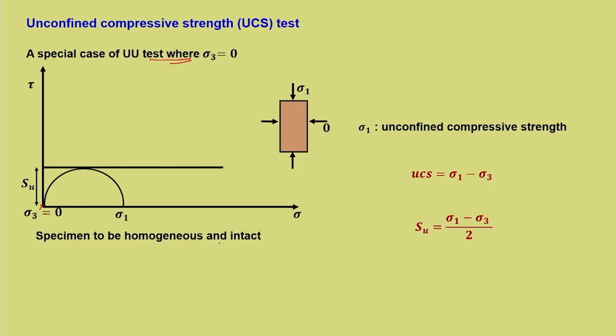The specimen has to be homogeneous and intact. The soil must be fine grained, and negative excess u, I mean to say the negative residual pore water pressure, is there, otherwise this soil will not remain intact.